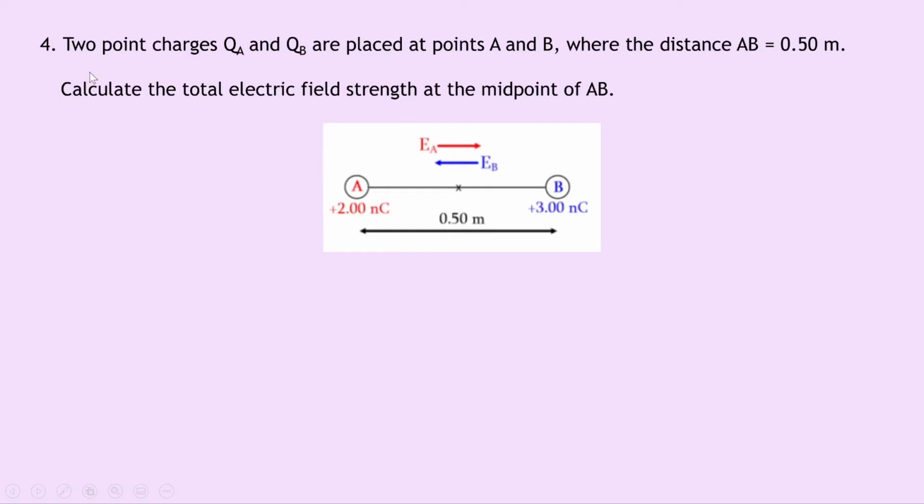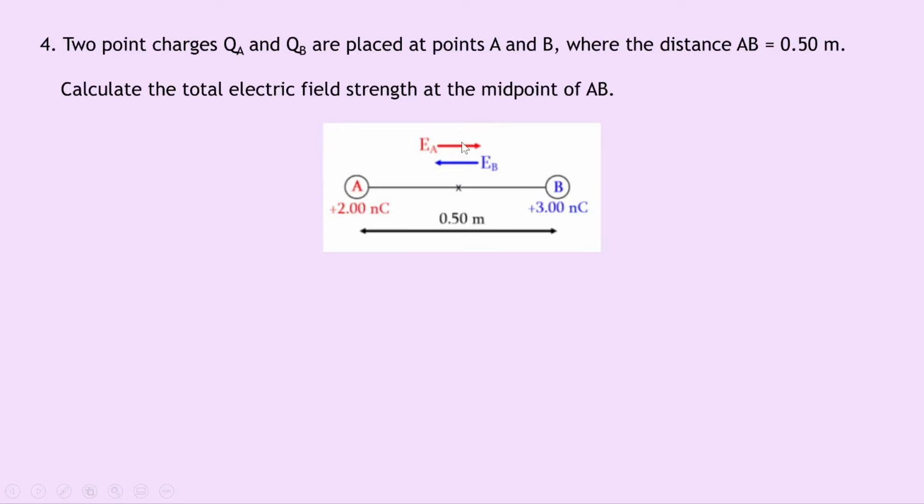Question 4 says that 2 point charges QA and QB are placed at points A and B where the distance AB equals 0.5 meters. Calculate the total electric field strength at the midpoint of AB. So there's our charge A and there's our charge B, and we want to find the electric field strength midway between the two charges.